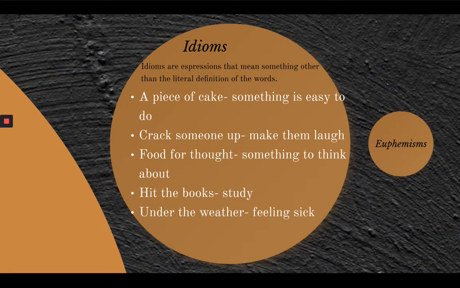One example we're going to look at is idioms. Idioms are expressions that mean something other than the literal definition of the words. So these are commonly used expressions that you've probably seen before, and idioms give a piece of writing a very informal tone. A few examples are a piece of cake, which means something is easy to do, crack someone up, which is make them laugh, food for thought is something to think about, hit the books means study, and under the weather means feeling sick. Like I said, these give writing a very informal tone.